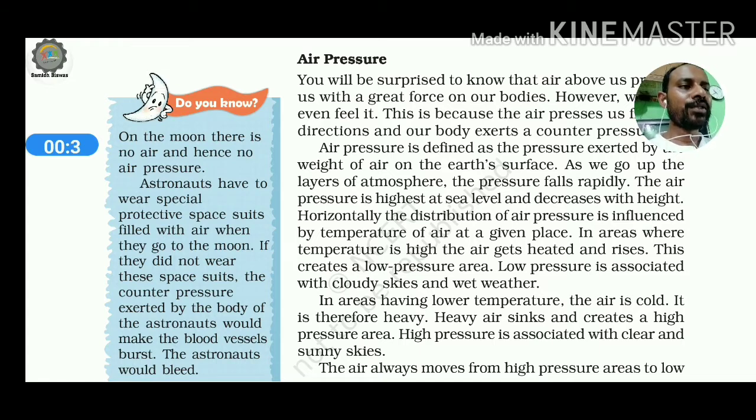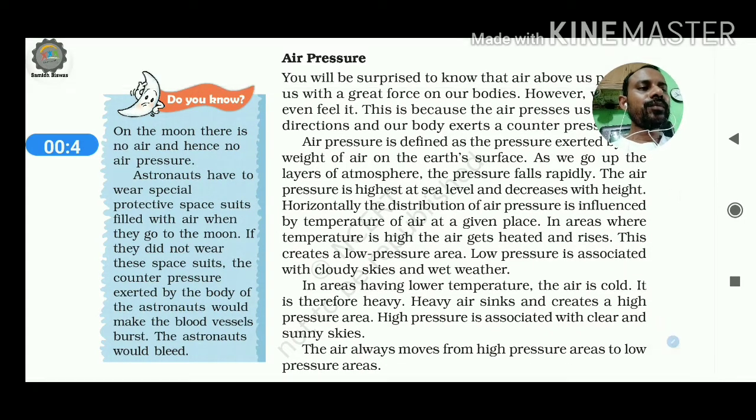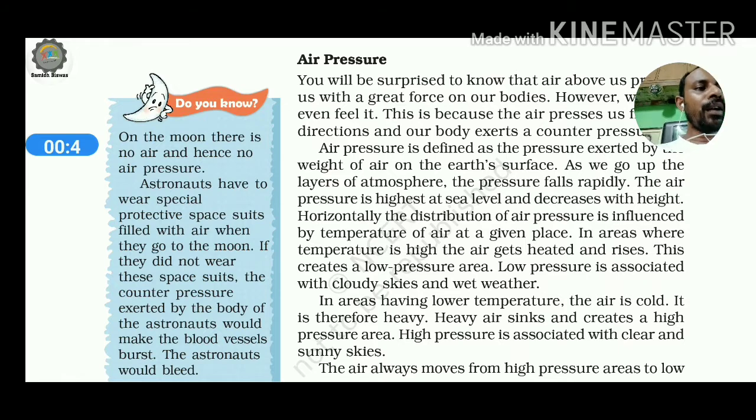Vertical air pressure distribution, as I have already mentioned, is mainly affected by height. Now what is the influence of temperature on the air pressure distribution? With the increase of the temperature, there is creation of low pressure, and with the decrease of the temperature, there is possibility of the development of high pressure.